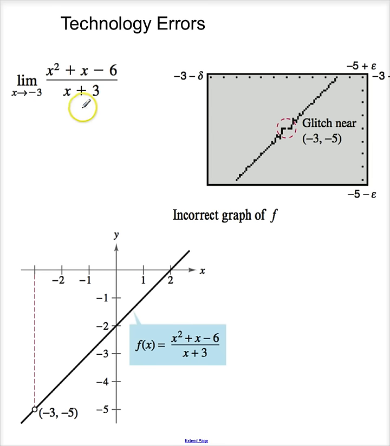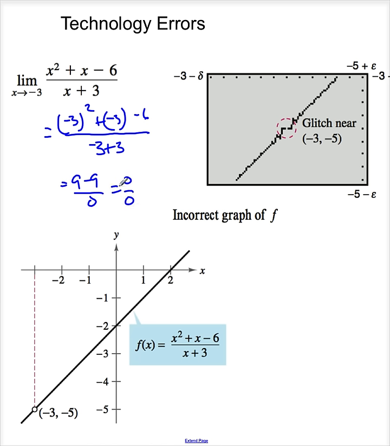How do I know this? Because when I put in negative 3, when I do a direct substitution, this tells me I've got what? Negative 3 squared plus negative 3 minus 6 divided by negative 3 plus 3. So this is 9 minus 9 divided by 0. So it's 0 over 0.